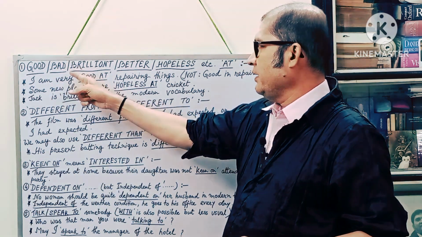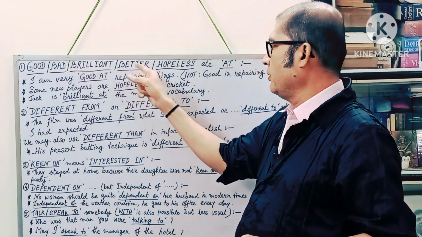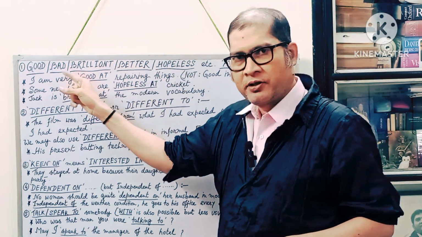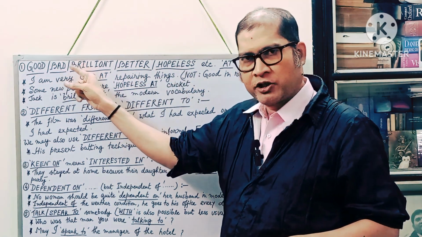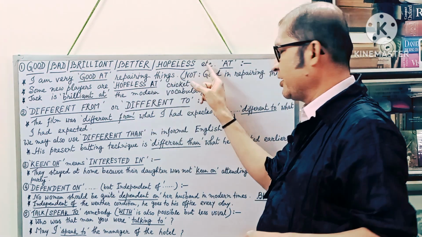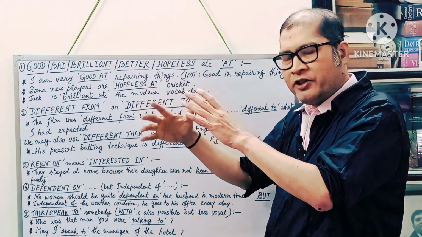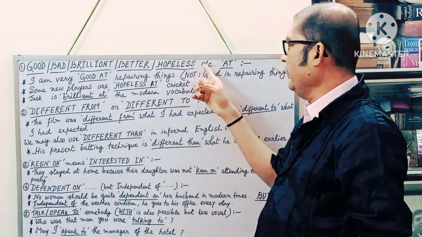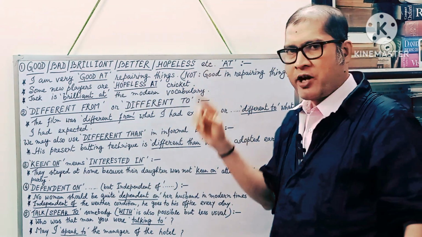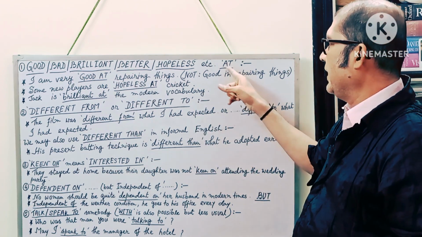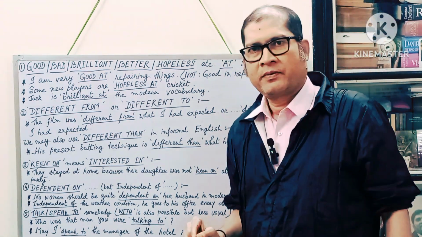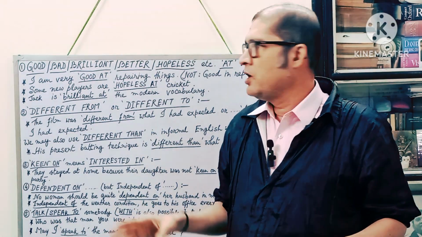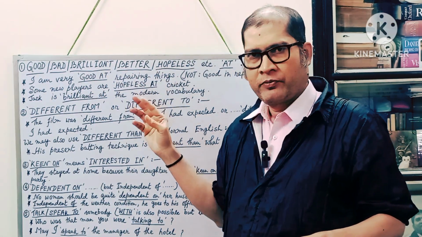Good, bad, brilliant, better, hopeless. These words must be taken into consideration now, etc. And the words of this type, these words and their likes, that's why etc. is written, are followed by at. Get it into your mind. Never use in after these words.